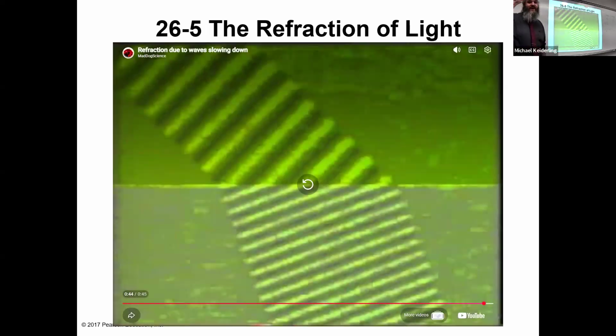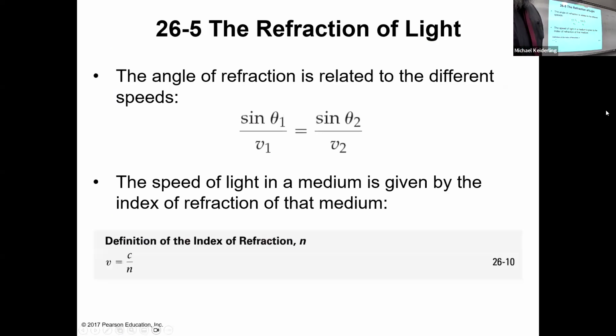So your eyes use refraction to focus light on the back of your eye where you actually detect it. The angle of refraction is related to the different speeds, and the speed of light in the medium is given by the index of refraction of that medium. The speed of light in the medium is c over the index of refraction. Or the other way around, the index of refraction is the speed of light over the speed of light in that medium.